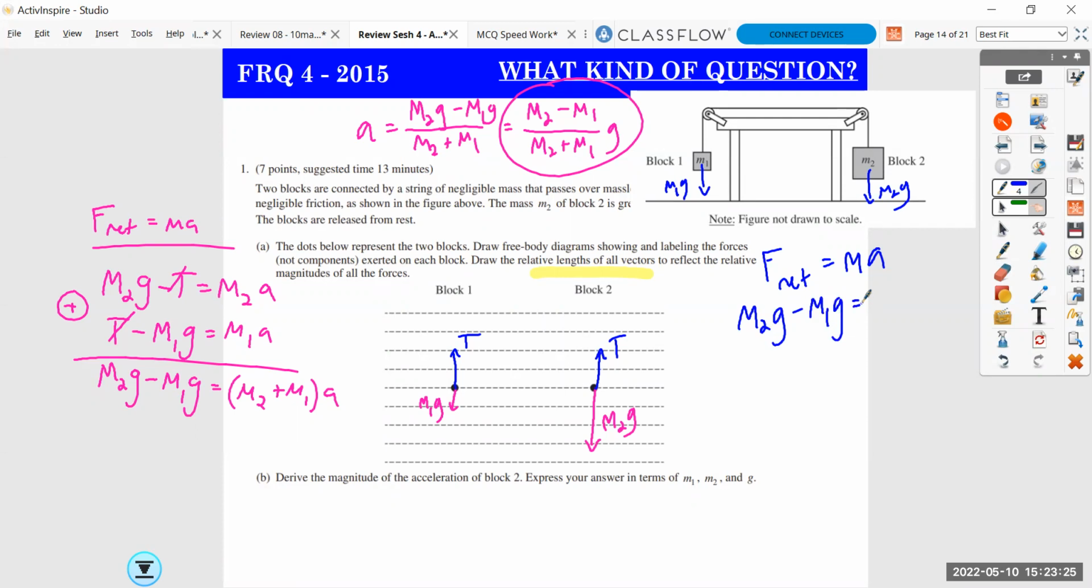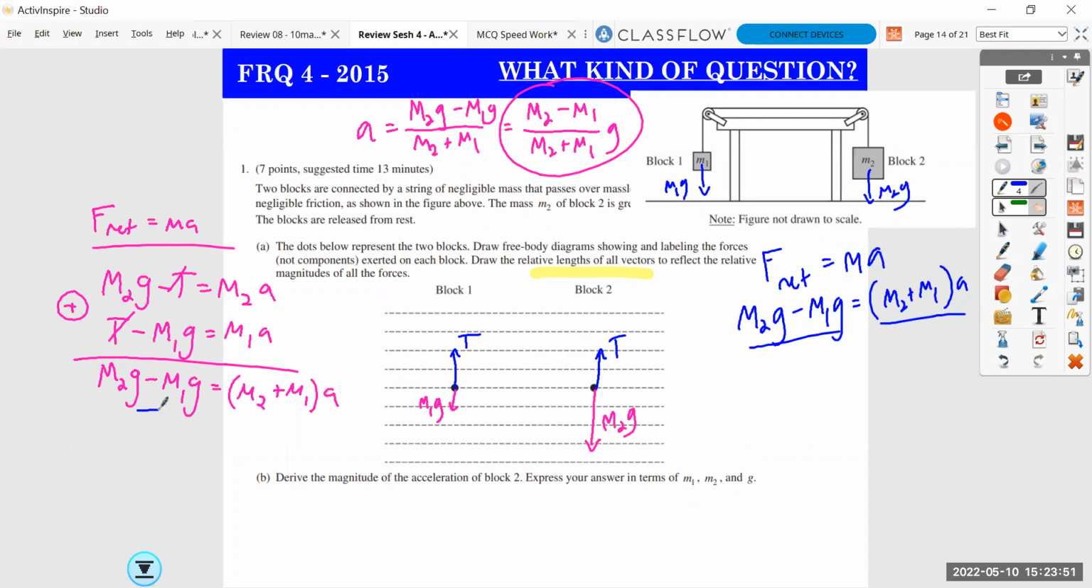The reason I'm subtracting them is m2g is trying to pull the system one way, m1g is trying to pull the system the other way. So they're actually going to fight each other. But those forces together have to move my entire system, right? So my total force on the system moves my total mass on the system. And you'll notice we end up in the same place we did before, and we can solve it there.